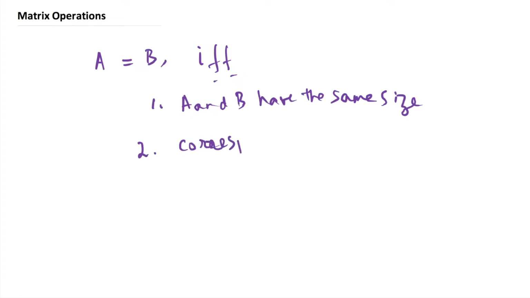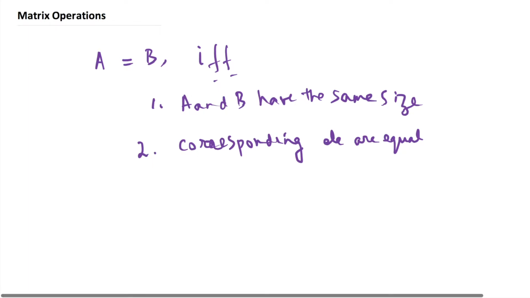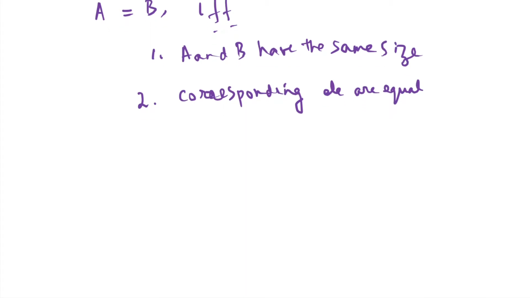Again, by corresponding elements, what I mean to say is that the element in the ith row and jth column of A needs to be equal to the element in the ith row and jth column of B. Okay, this is too abstract, so let's actually work it out with a few examples.